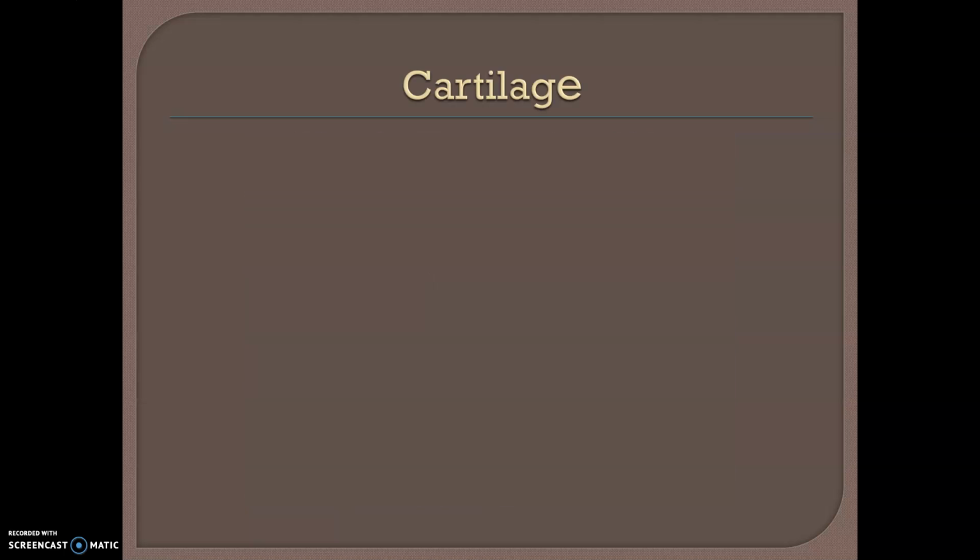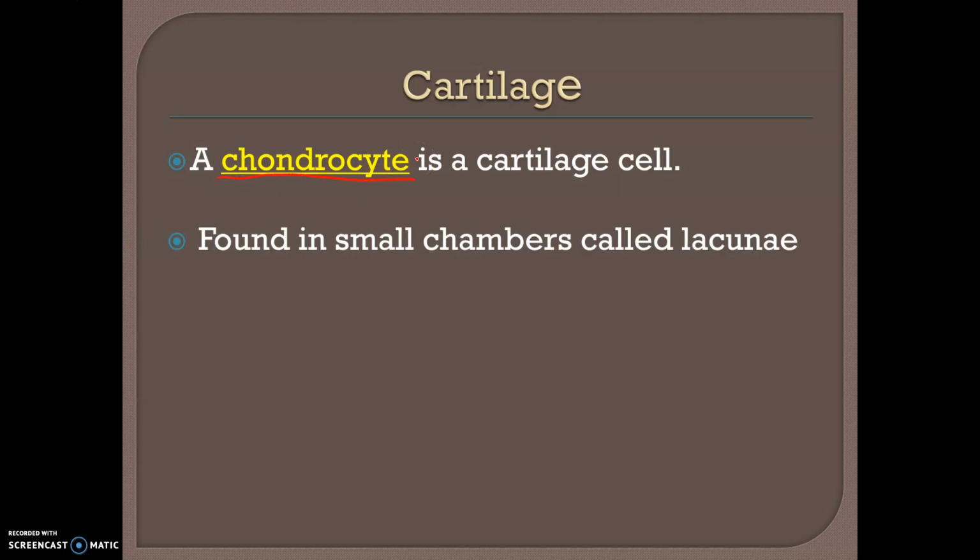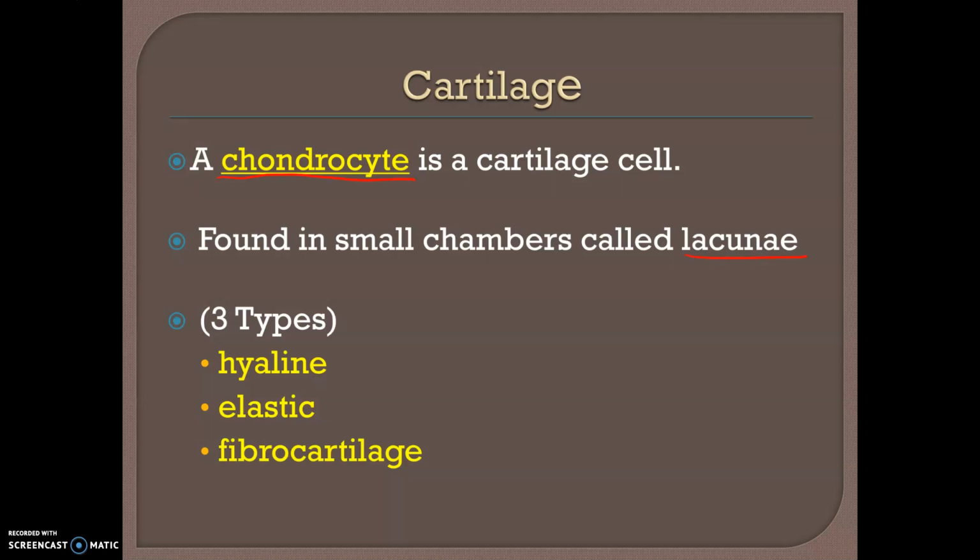Our next is going to be cartilage. When you hear the word cartilage, you're going to think of a cell that is called a chondrocyte. These are found in small chambers called lacunae. So you're going to find your chondrocytes inside lacunae. And there are three types of cartilage that we're going to talk about: hyaline, elastic, and fibrocartilage.